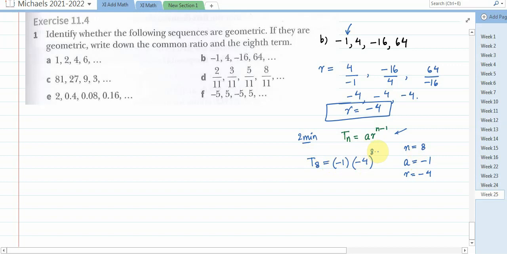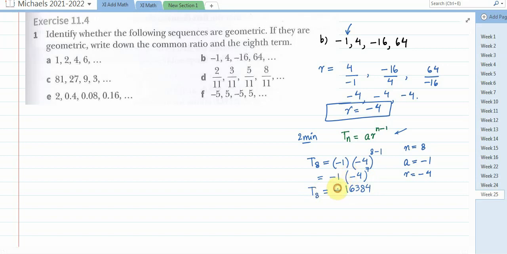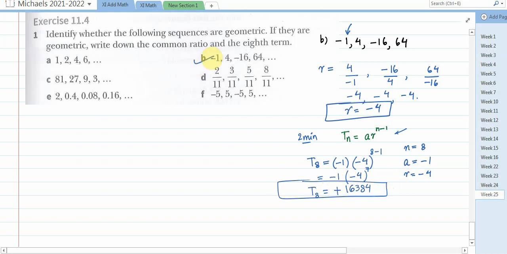So 8 minus 1. So it will be -1 times -4 to the power of 8 minus 1, which is the power 7. So we can find out the value of 4 to the power 7. It's 16384. So T8 is equals to -16384. Alright, and minus minus leads to plus. So that is your part B answer. Alright, I hope that is clear to you.